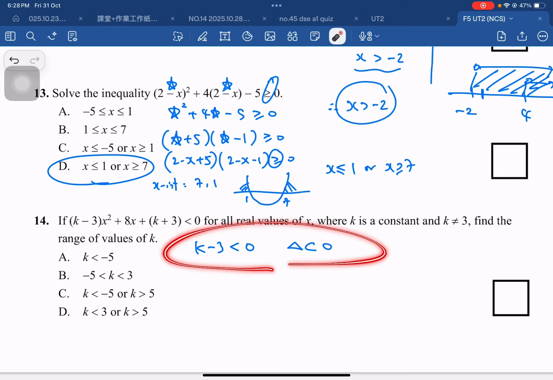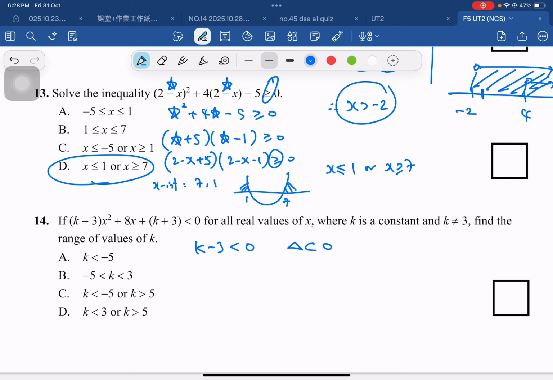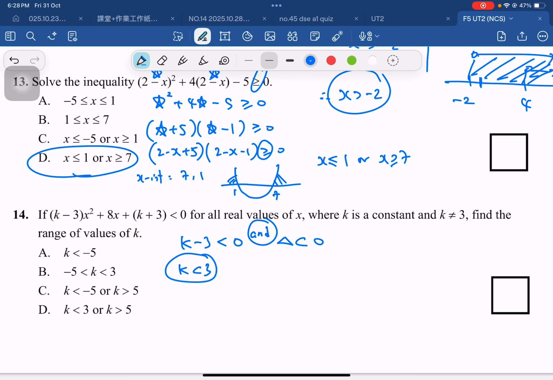Then the contact point is still equal to 0, not smaller than 0, so it's still wrong. So you need to satisfy these two inequalities at the same time, so it should be and. It's connected by and. So first of all, we have k should be smaller than 3. And then we try to do the delta smaller than 0.